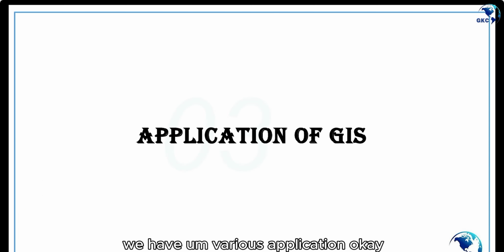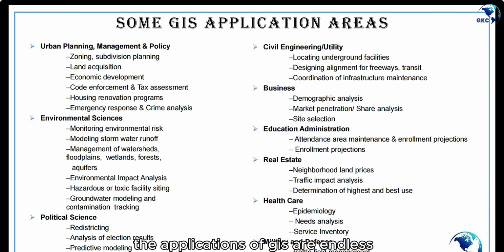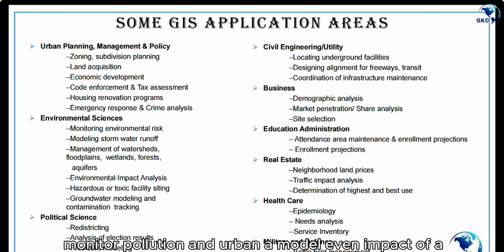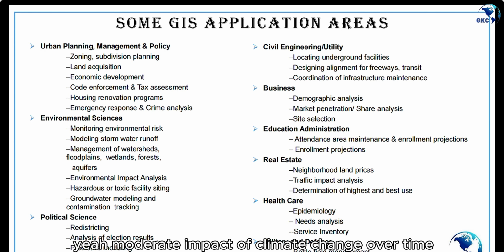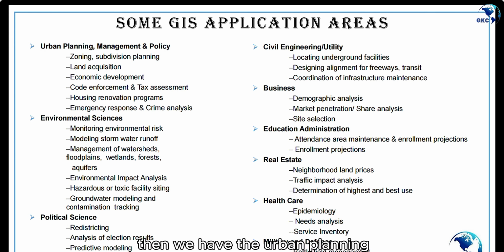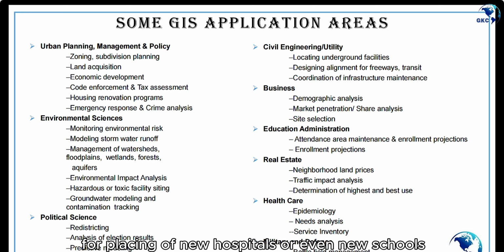We have various applications. Okay, so we have all this technology and data. What do we actually do with it? The applications of GIS are endless, in almost every industry. For example, in environmental sciences, GIS is used to track deforestation, monitor pollution, and model the impact of climate change over time, with future predictions. Then we have urban planning. Cities use GIS to manage zoning, plan new transportation routes, and find the best location for new hospitals or even new schools.